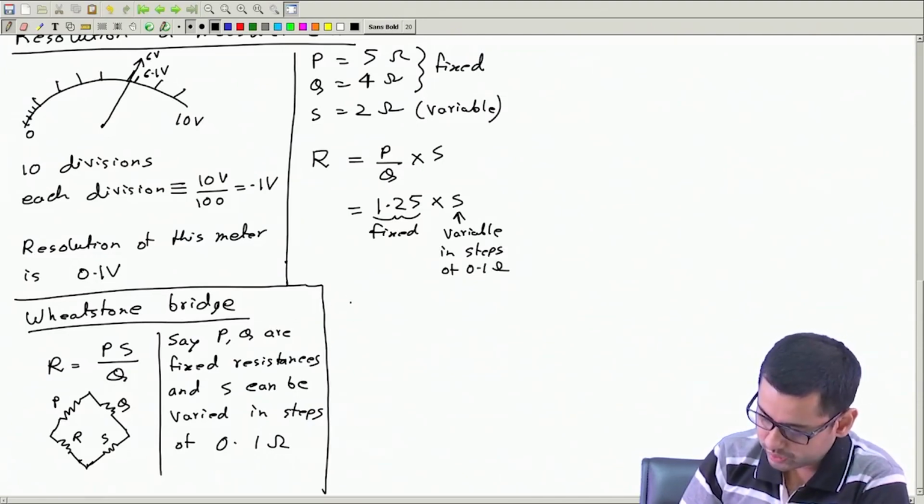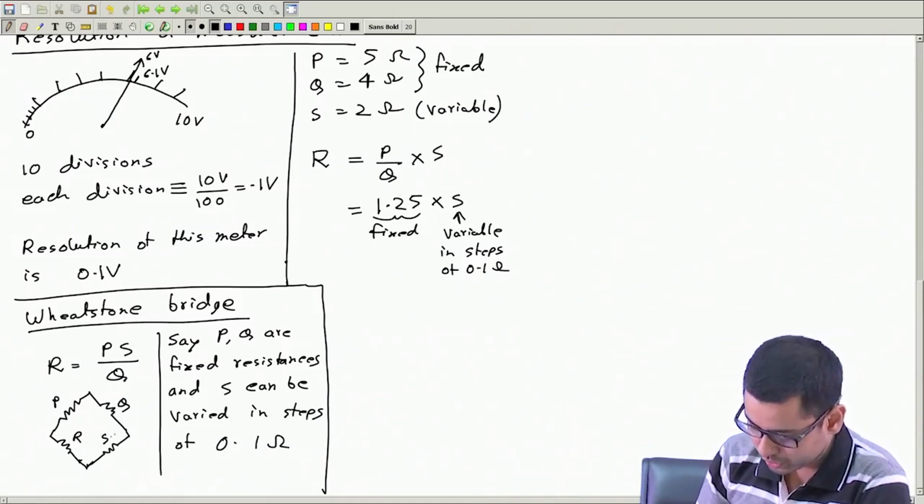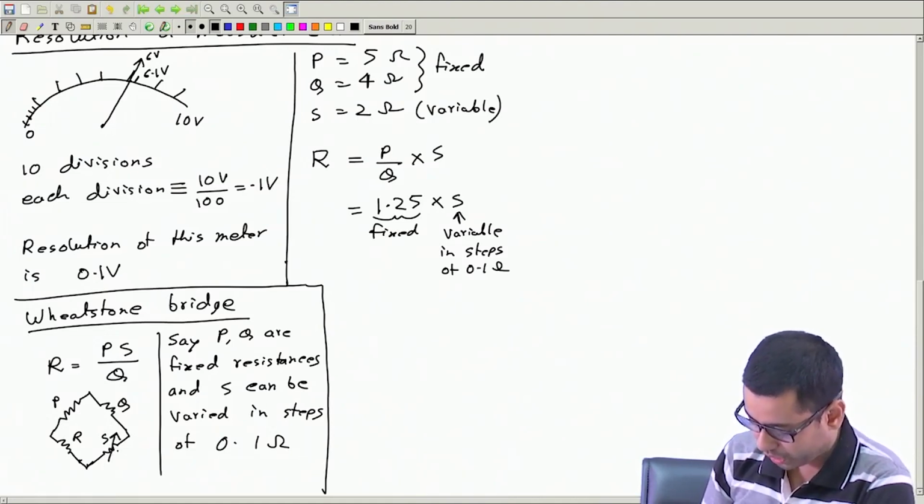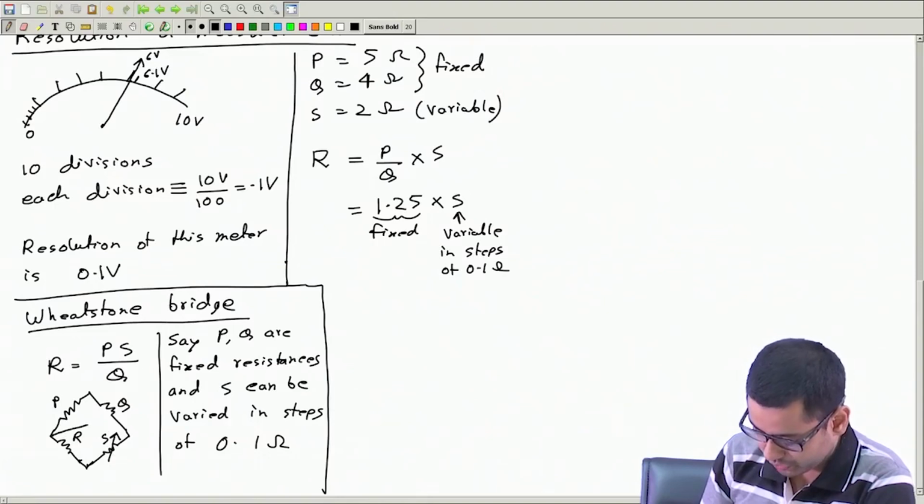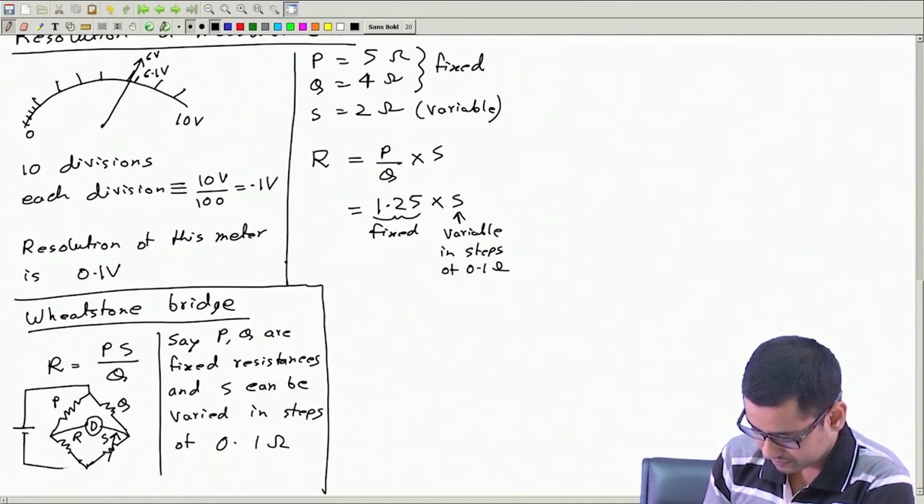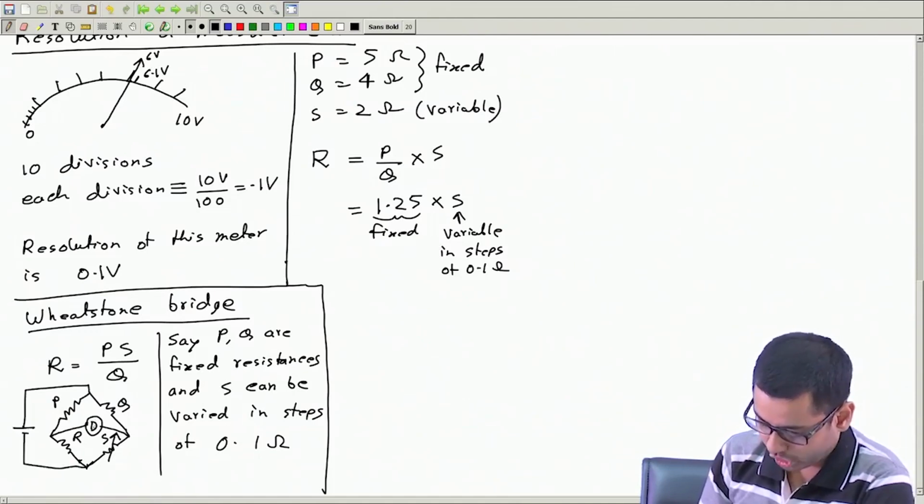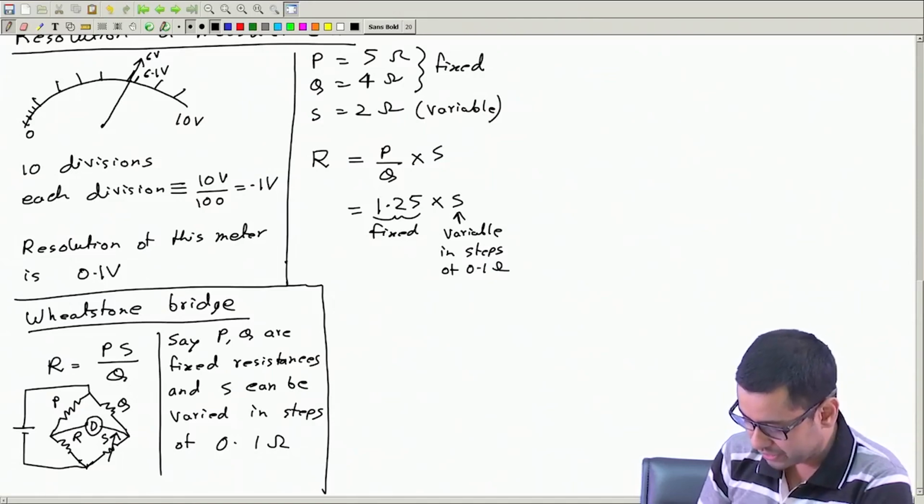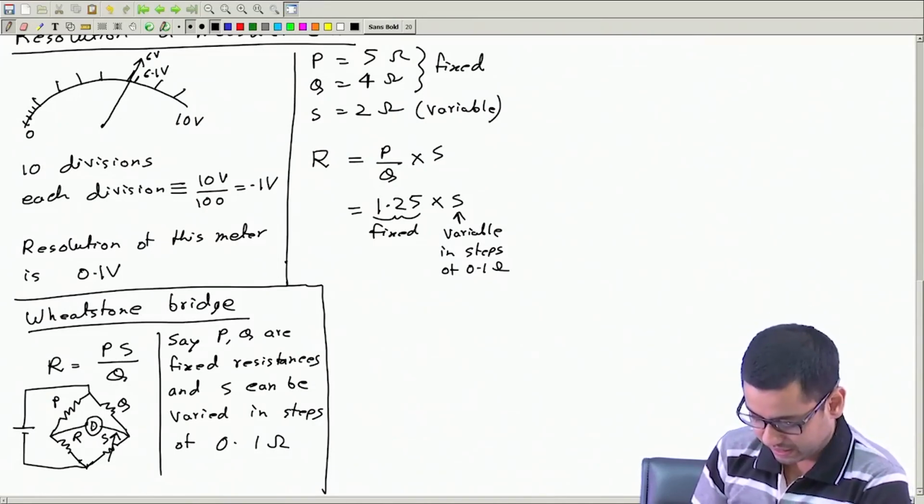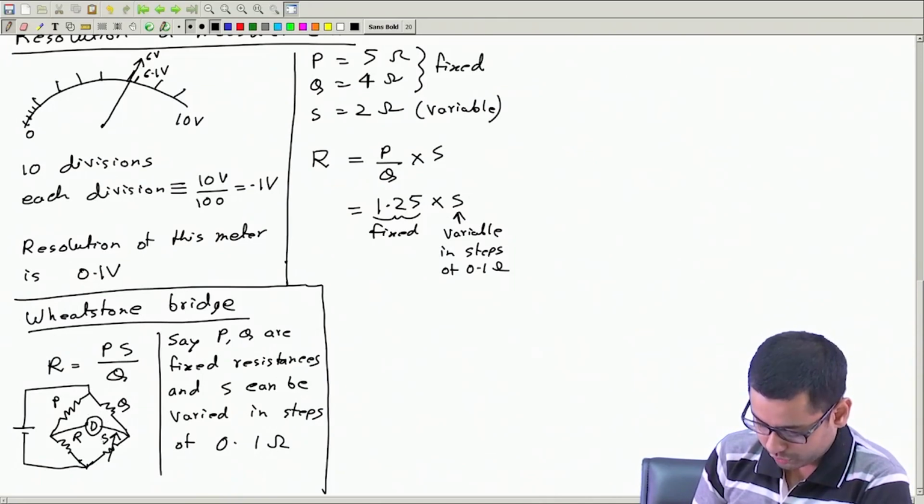Now, during the experiment, what do we do? We keep these two fixed, not variable. We vary this S in steps of 0.1 ohm until we get the least deflection in this detector. So in this detector we observe the deflection and vary the value of S until we have the minimum, smallest amount of deflection.